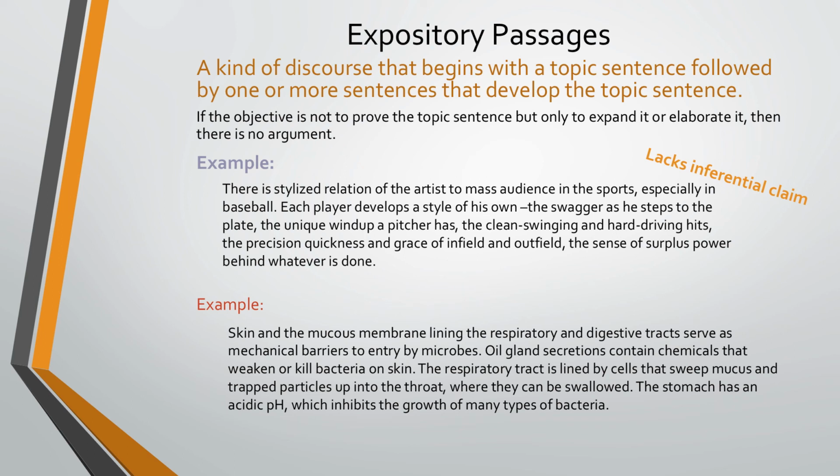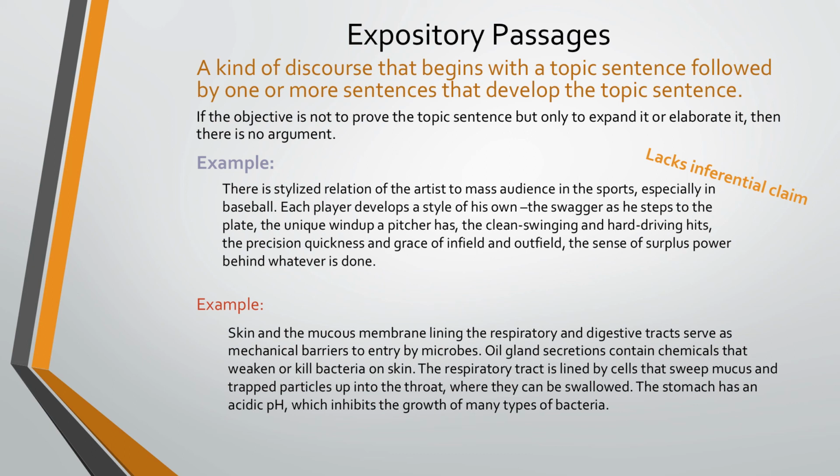Skin and the mucous membrane lining the respiratory and digestive tracts serve as mechanical barriers to entry by microbes. Oil gland secretions contain chemicals that weaken or kill bacteria on skin. The respiratory tract is lined by cells that sweep mucus and trapped particles up into the throat, where they can be swallowed. The stomach has an acidic pH which inhibits the growth of many types of bacteria.